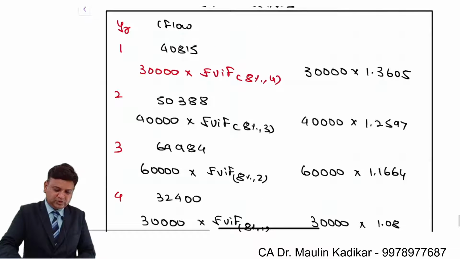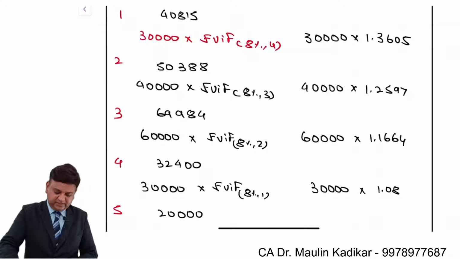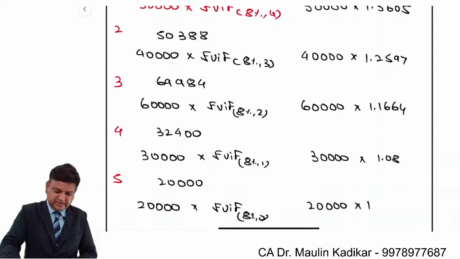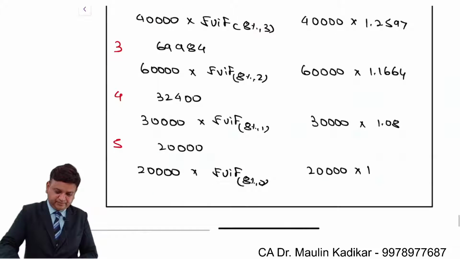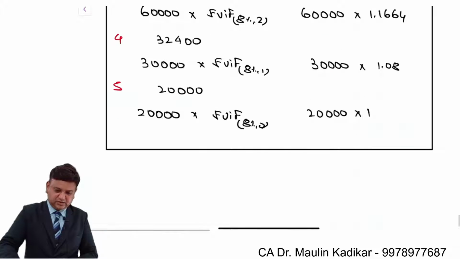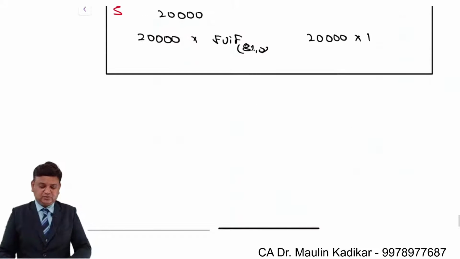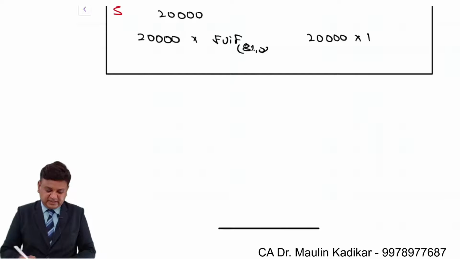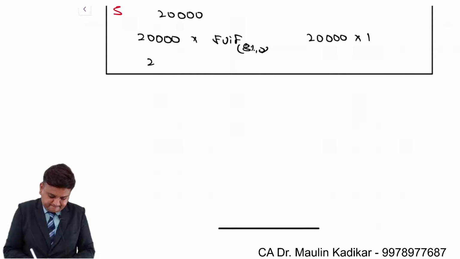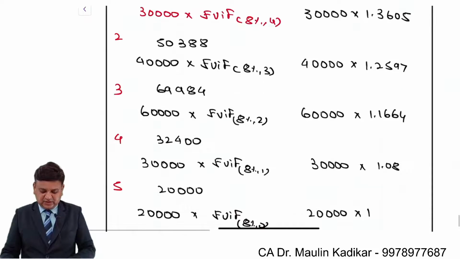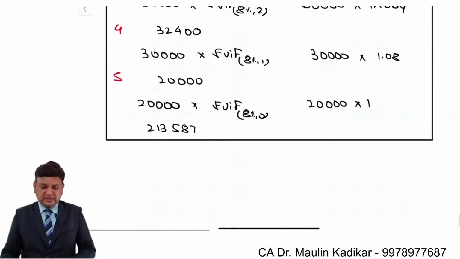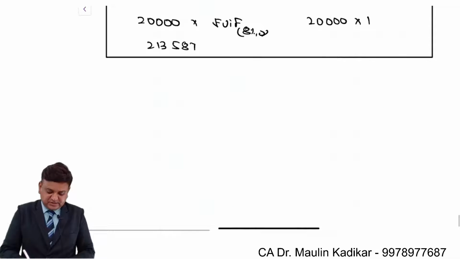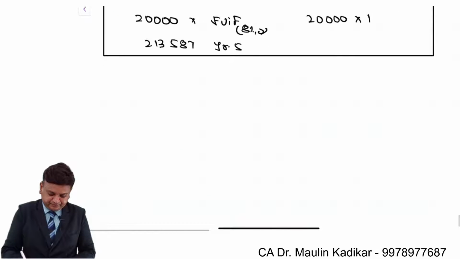Okay. So 40,815 plus 50,388 plus 69,984 plus 32,400 plus 20,000. That comes to 2,13,587. This is the way the future value of the internal cash accrual can be calculated, and this is definitely for year 5 end.